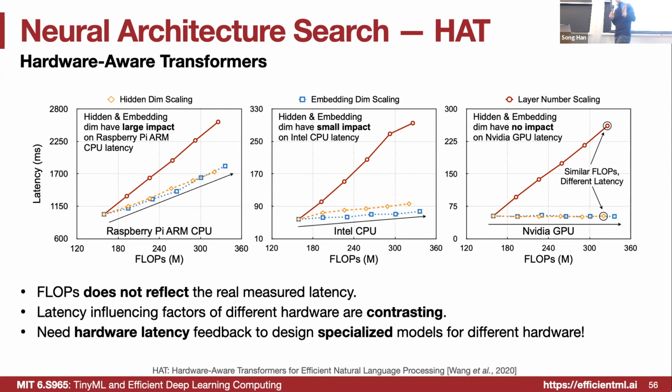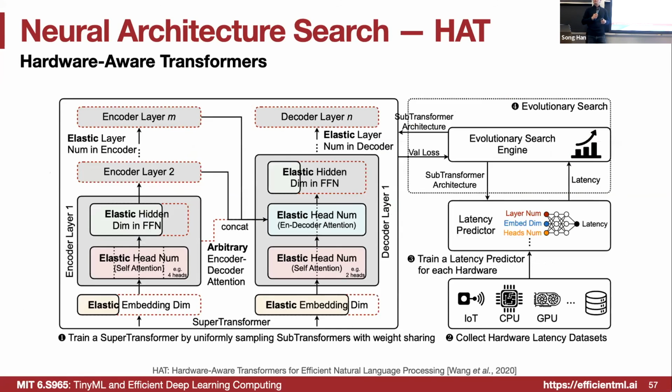This motivates us to do such hardware-aware architecture search, because for certain hardware, changing certain dimensions has no impact, but for other hardware platforms, it might be very effective, right? But can we build one model and then specialize different subnetworks for different hardware platforms? Okay, that's exactly the once-for-all idea we described.